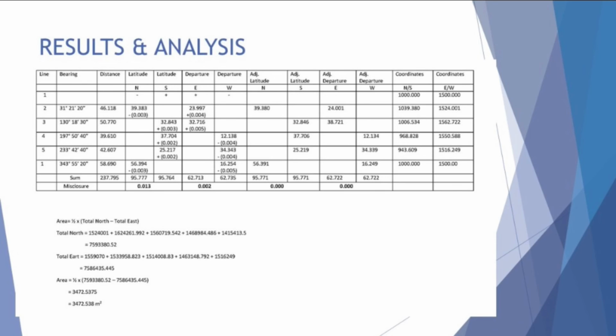The given coordinate for station number 1 is north 1000 and east 1500. To calculate the coordinate, we add if the adjusted latitude is north, subtract if the adjusted latitude is south, add if the adjusted departure is east and subtract if the adjusted departure is west. The coordinate of the same station must be the same. This traverse booking data is a first class traverse because the accuracy is over 1:8000. For area, we have put the calculation above.